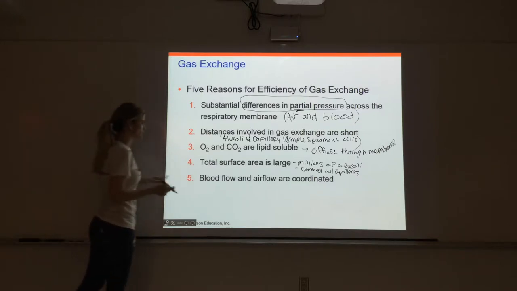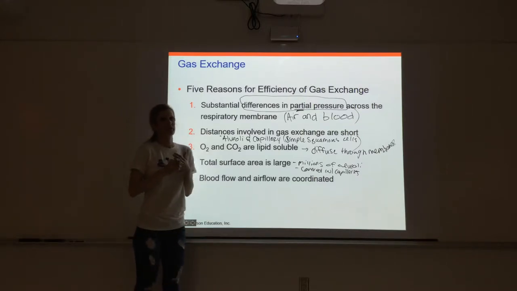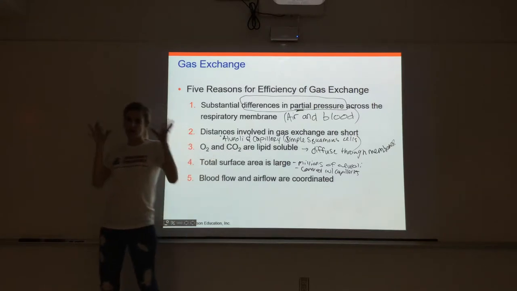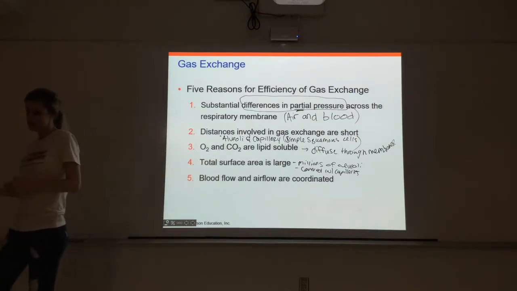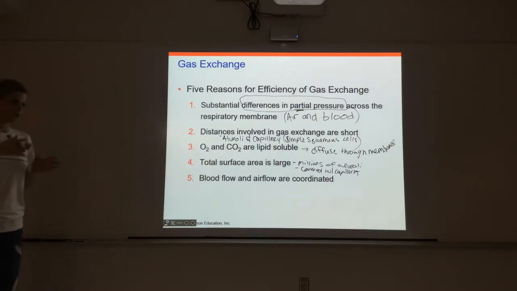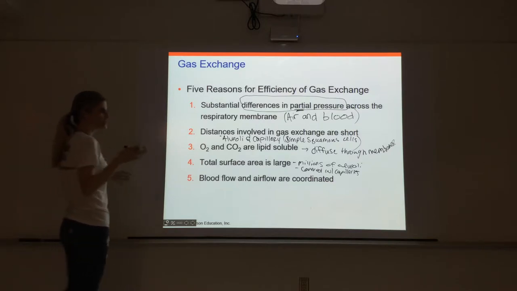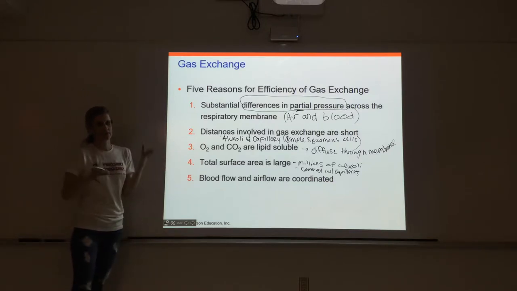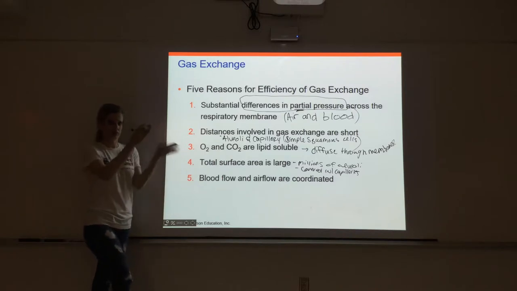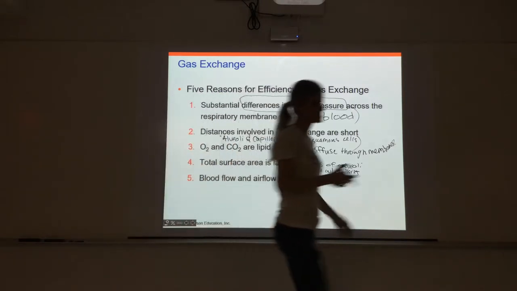And then finally, blood flow and airflow are coordinated. We alter airflow in the lungs and we alter blood flow in those capillaries on a local basis. It's controlled locally to make sure that we're bringing air where it's needed and we're bringing blood where it's needed so that everything matches up to improve efficiency.